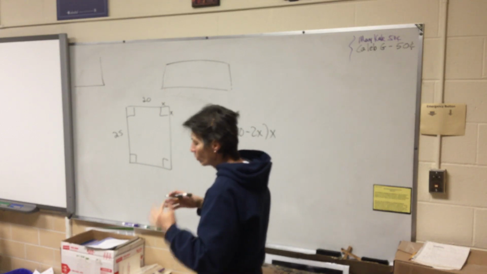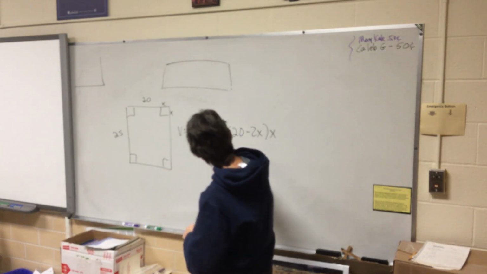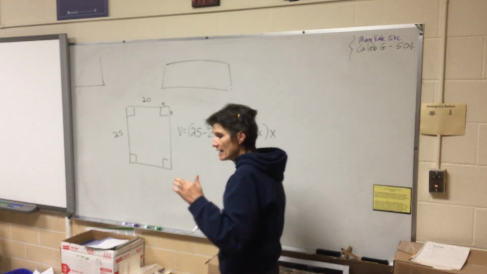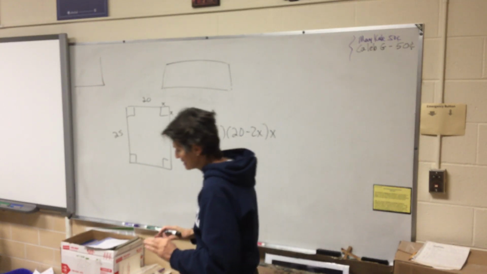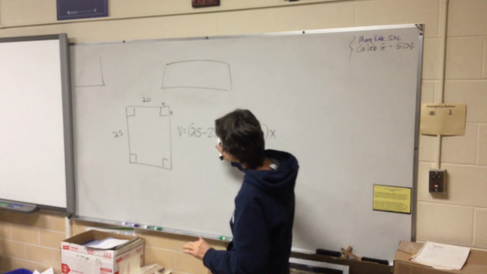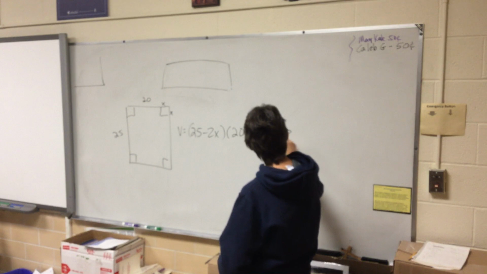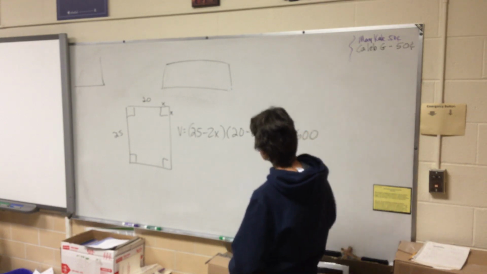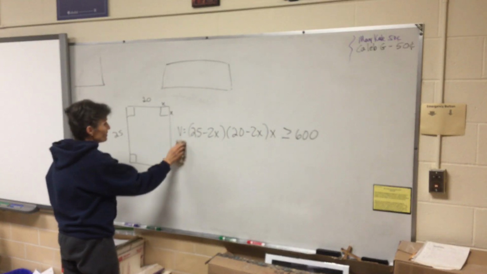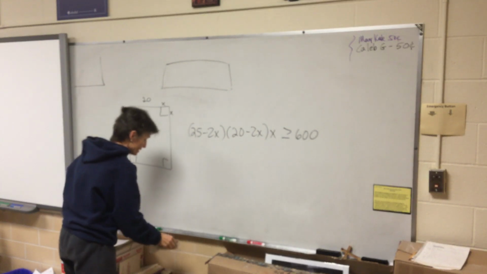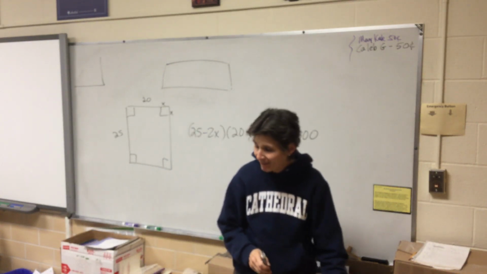And what we did normally when we did these was we said, okay, this is our volume. And we typed that into our calculator and we found the maximum. But that is not what's happening this time. This time we want the volume to be at least 600. So we have this equation right here to solve. Now we're going to do it graphically.